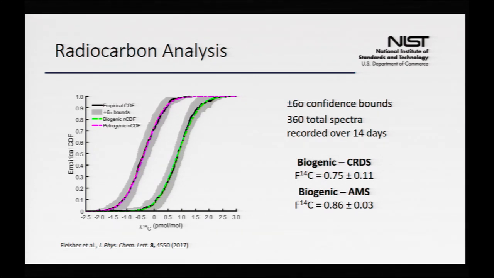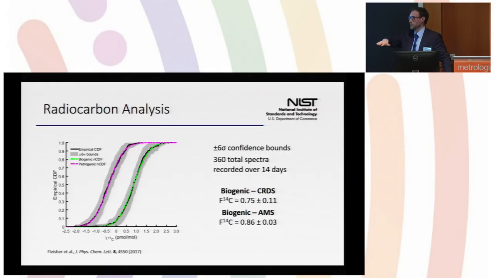The cavity ring down measurement we made for the biogenic sample was about 0.75 fraction modern, so that's 75% of the nominal 1.2 parts per trillion of C14 that's in a neat sample of CO2. So we're looking at parts per quadrillion levels of C14 CO2. It compared well with the accelerator mass spectrometry measurement, which we use as a baseline data point. So we're about 1 sigma away.